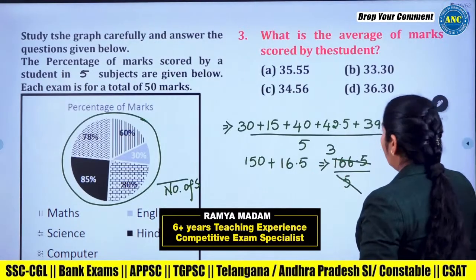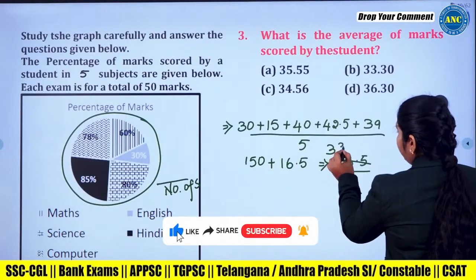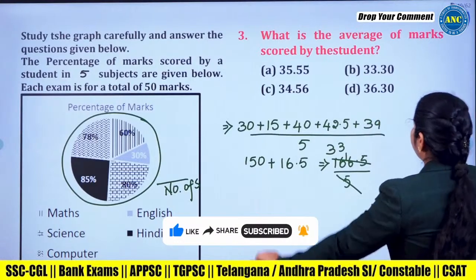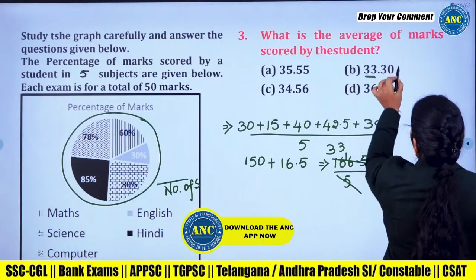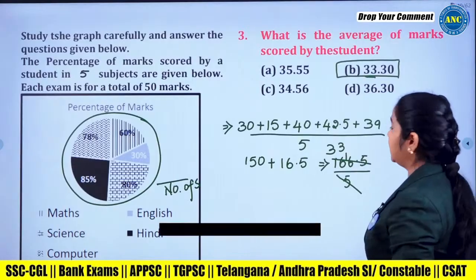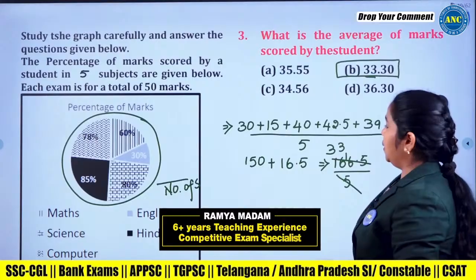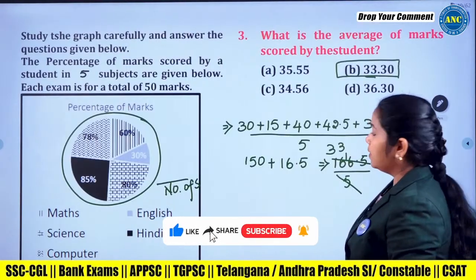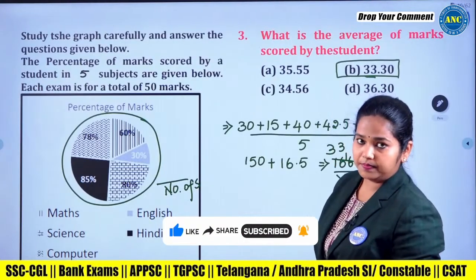Check the options. All are starting with 3. Again, 5 times 3 is 15. See the options? Only one option, which is 33.30. So option B, 33.30 is the correct answer. Done? Clear? Can we go further?